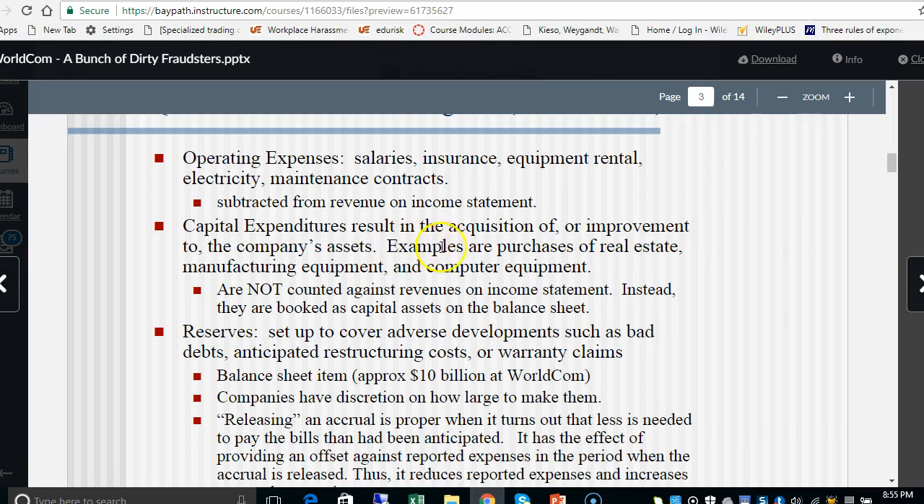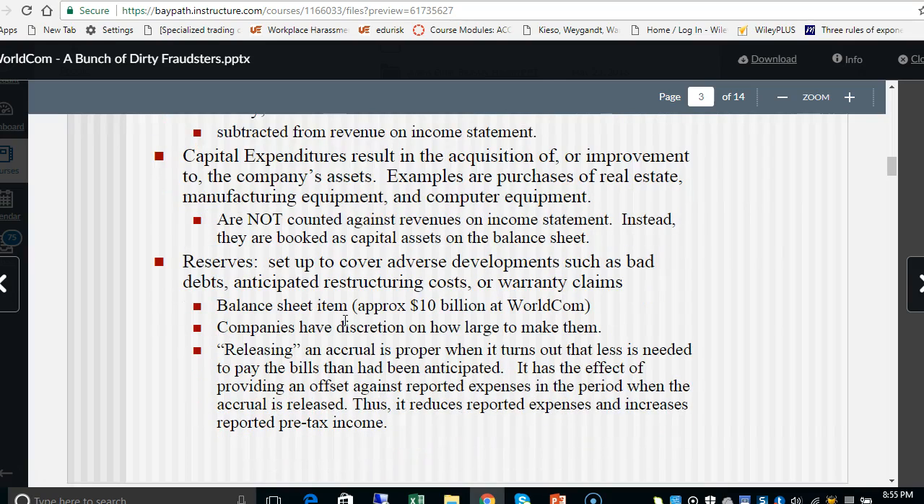Capital expenditures result in the acquisition of or improvement to the company's assets. Examples of capital expenditures are purchases of real estate, manufacturing equipment, computer equipment. Capital expenditures are not counted against revenues on the income statement. Instead, they are booked as capital assets. They do become expenses through depreciation over a period of time, over what the company determines as the useful life of an asset.